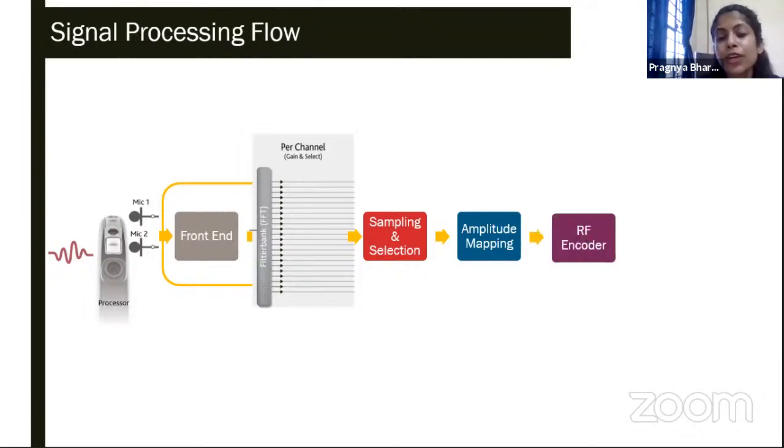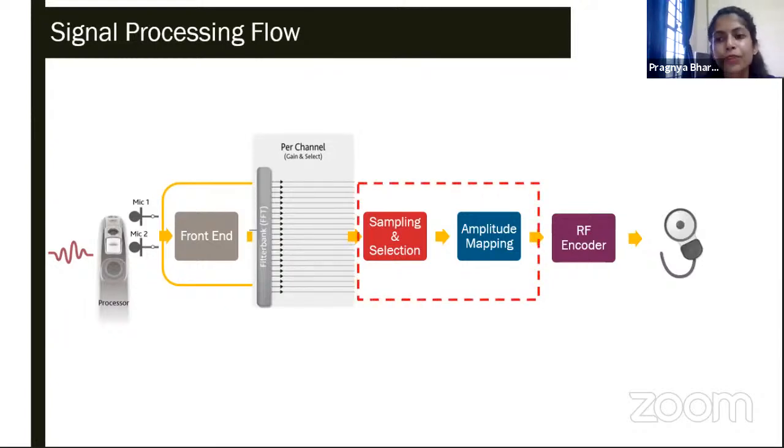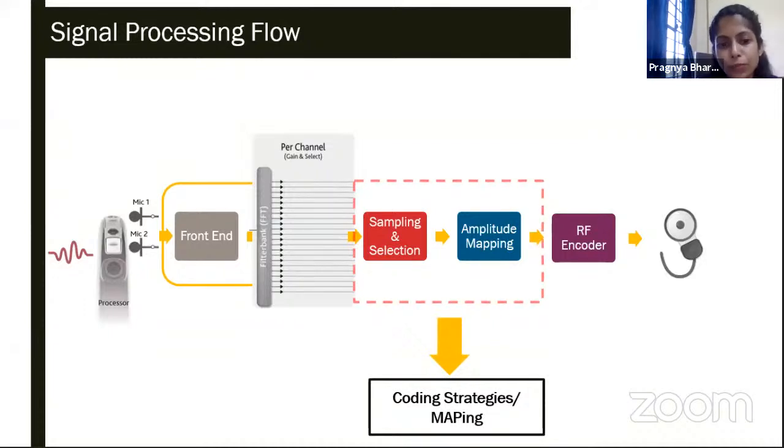And then it is sent to the RF encoder, which converts it into a radio frequency signal so that the external coil is able to send it to the internal coil. And at the level of the receiver stimulator of the implant, it is converted into electrical pulses and sent to the electrode array for further stimulation. Now at this level, at the level of sampling and selection and amplitude mapping, is where our signal processing or the mapping function mainly comes into play. Again, there are slight variations here and there across manufacturers.